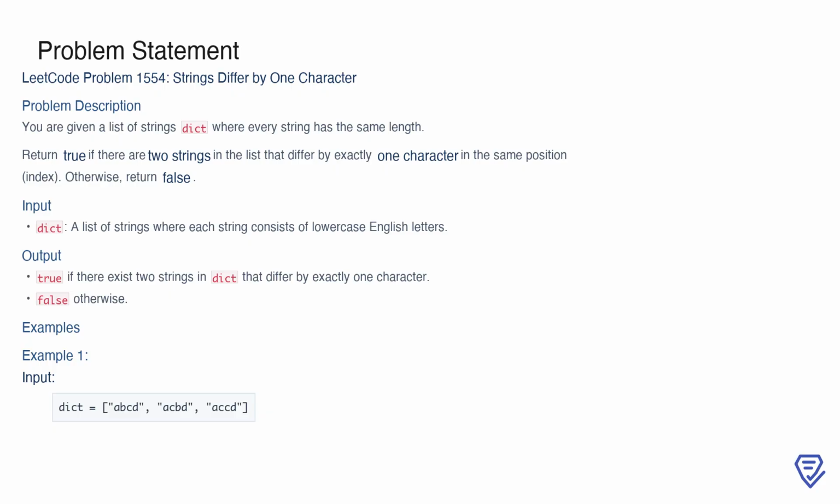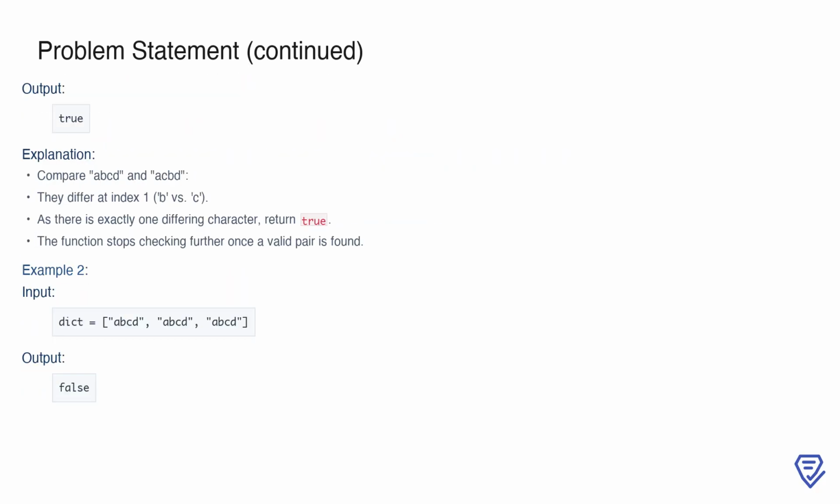Suppose the input list is dict equals ABCD, act, act. Here, the output is true. To understand why, consider comparing the first string, ABCD, with the second string, act. They differ at index 1, where ABCD has the character B and act has the character C. As there is only one differing character between these two strings, the condition is satisfied, and we can return true. Importantly, once we find such a valid pair, we don't need to check further and can stop the process.